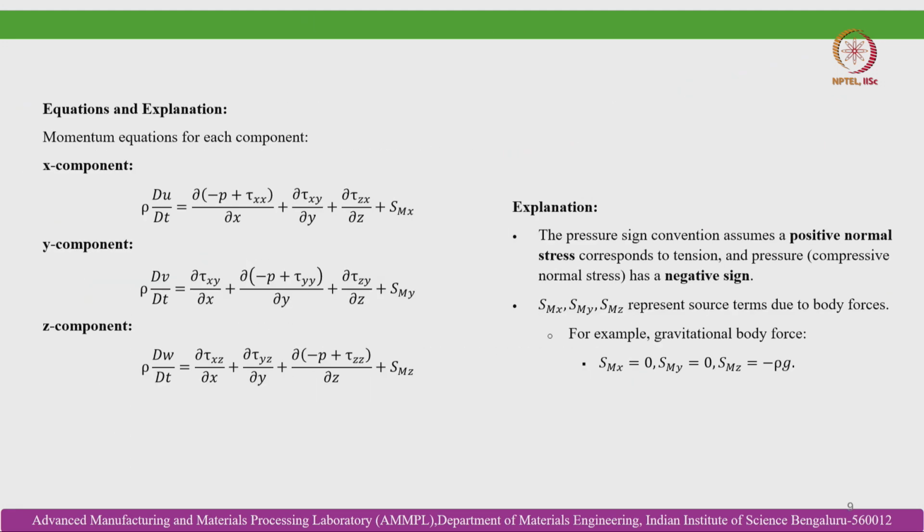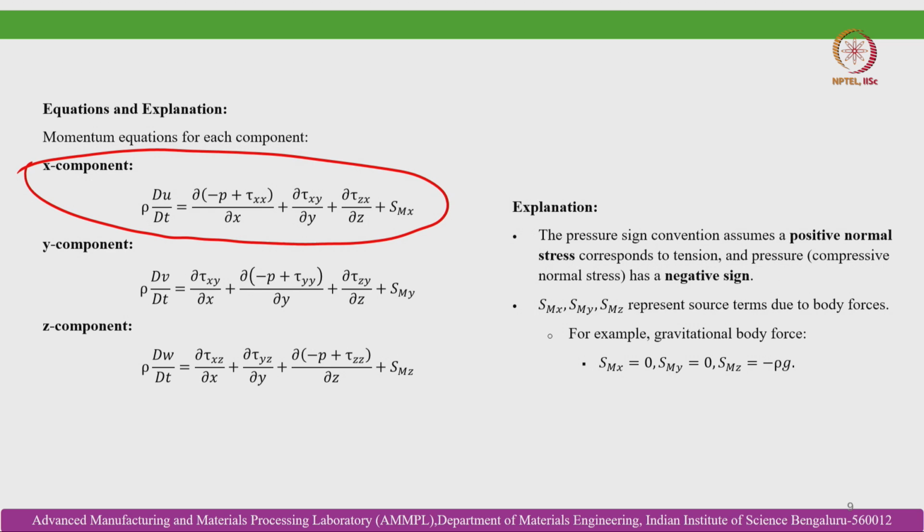So if we equate them, then for the individual components of the momentum equation, for the x component, rho du/dt becomes equal to ∂(-p + tau xx)/∂x plus ∂tau yx/∂y plus ∂tau zx/∂z plus the source term in the x direction, which constitutes the body forces, that means gravity force and the Coriolis force etc., which we have discussed before.